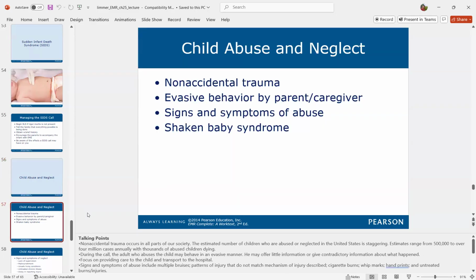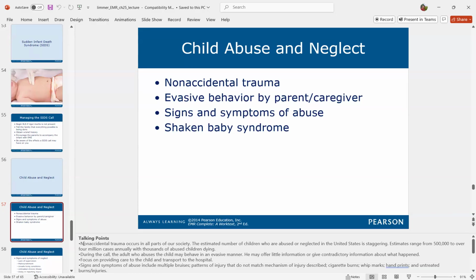Non-accidental trauma occurs in all parts of our society. The estimated number of children who are abused or neglected in the U.S. is staggering. Estimates range from 500,000 to over 4 million cases annually, with thousands of abused children dying. During the call, the adult who abuses the child may be behaving in an evasive manner. He or she may offer little information or give contradictory information about what happened. Just focus on providing care to the child and transporting them out of that environment.